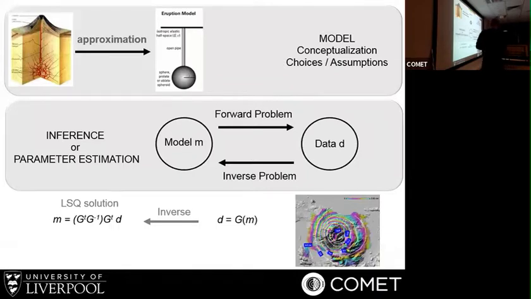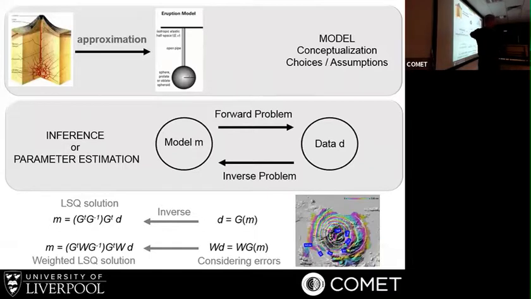A solution can be obtained if we linearize the model. There is here this capital G, which is an operator that relates those parameters, the numerical values you will put in the model, with the response on the surface, the displacement. This G operator can be linear or nonlinear. If it's linearized, there are well-known least squares solutions. More importantly, and that's where we will continue for the rest of the talk, we should consider errors, and that operator should be weighted according to the uncertainties in the data.